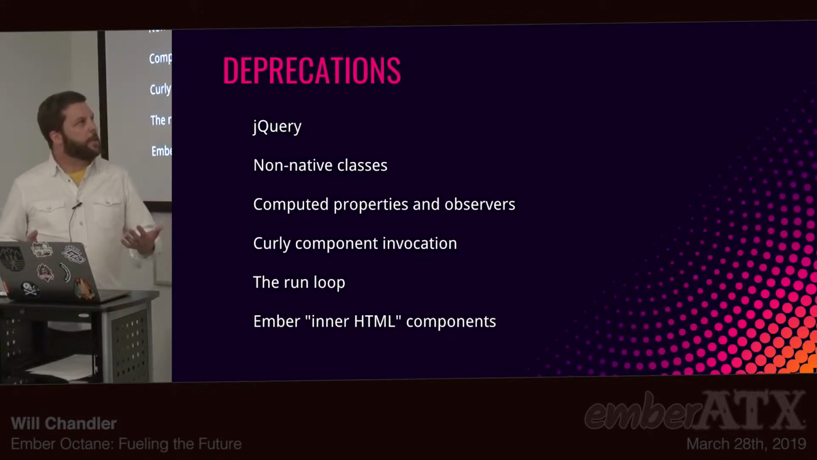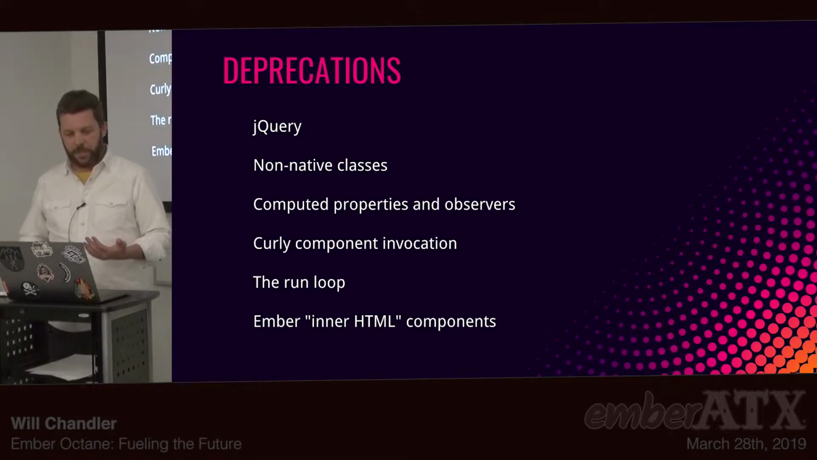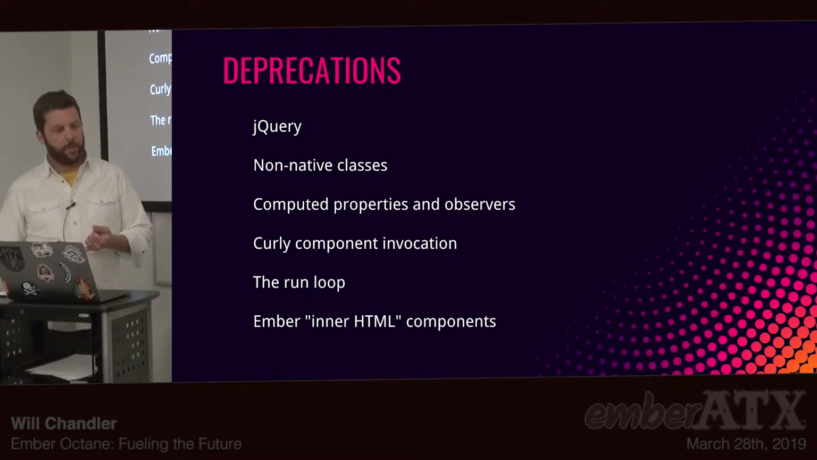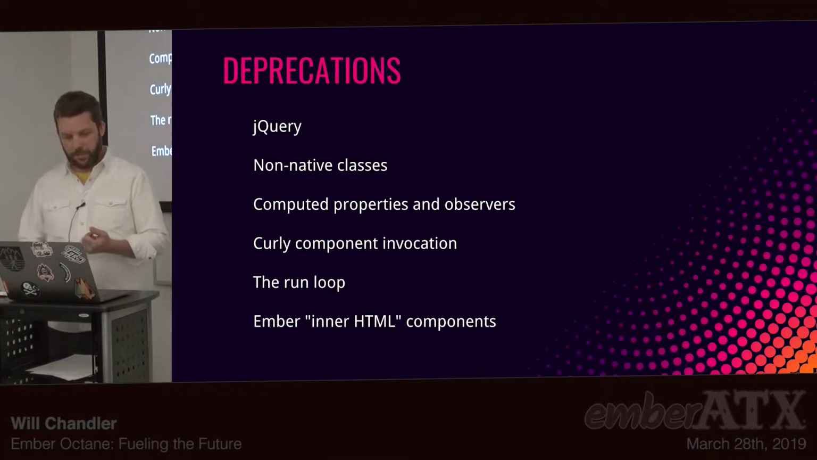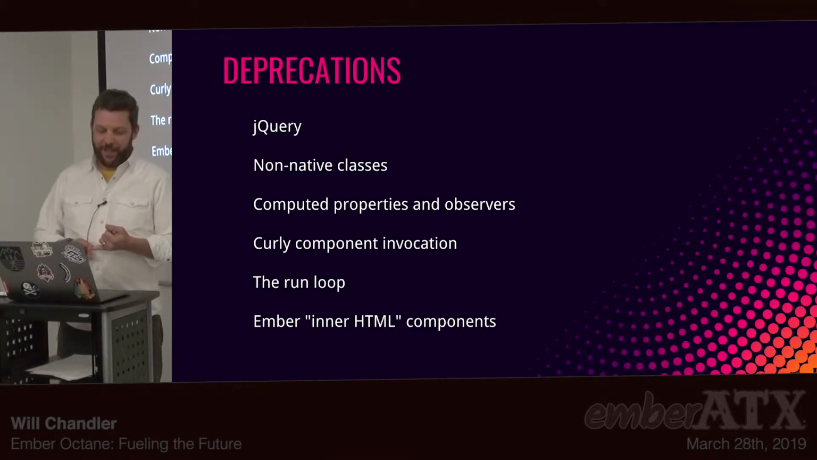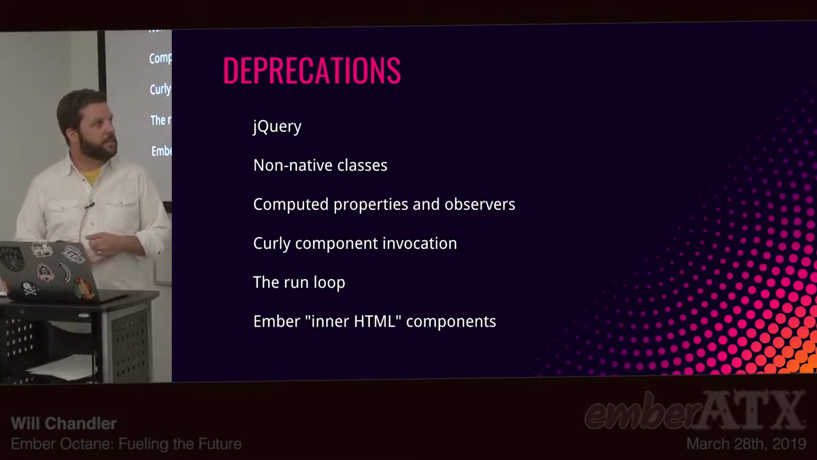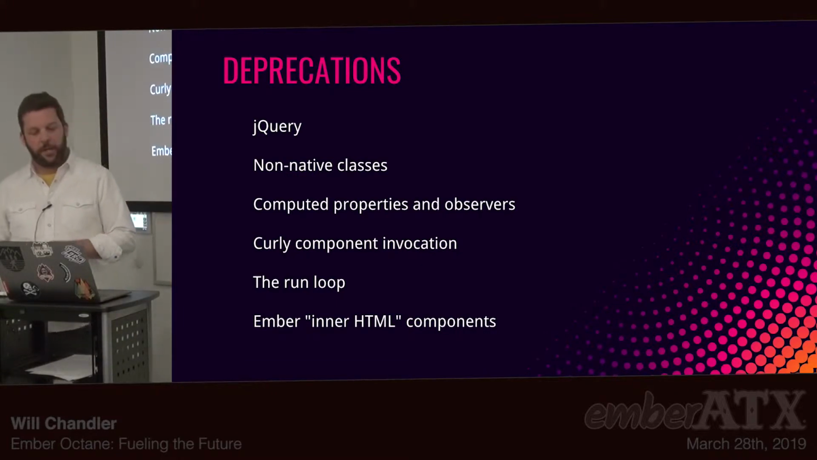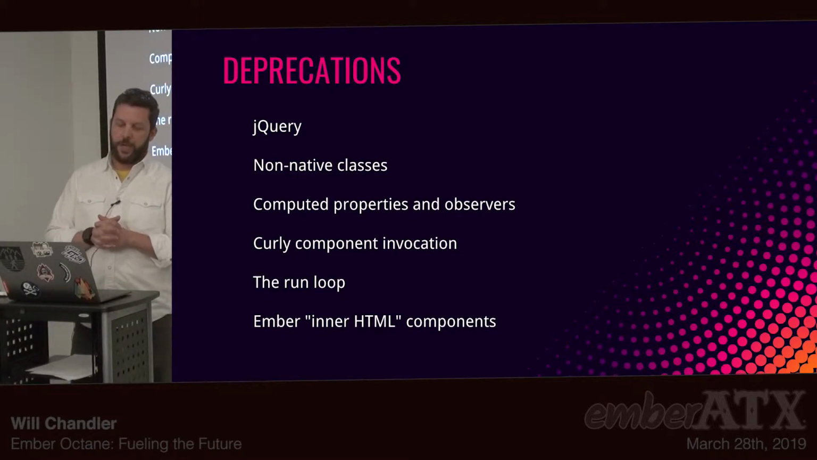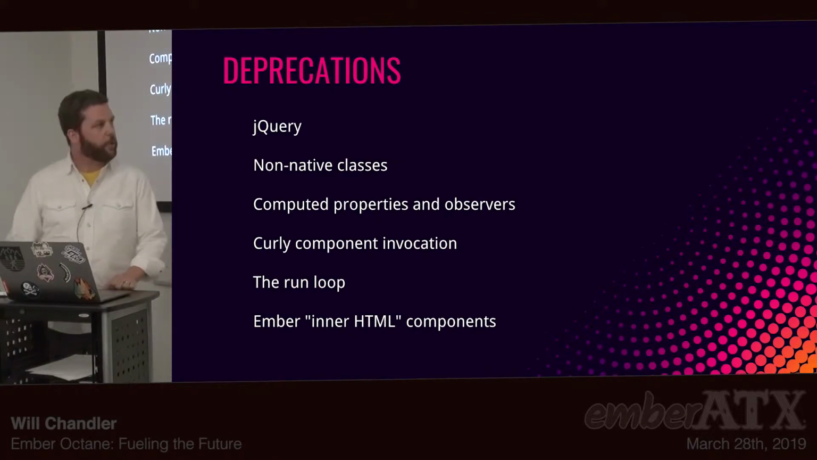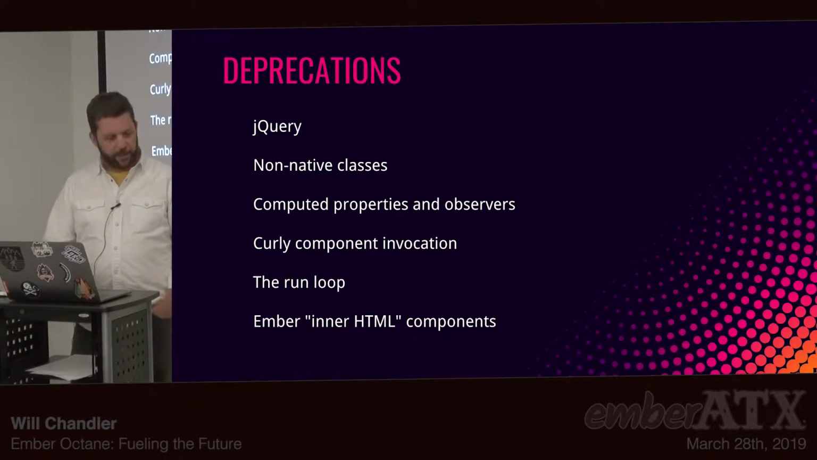First of all, I'm going to talk a little bit about deprecations. Everybody loves some good deprecations. So with Octane, we're losing jQuery, which I know everyone's going to be upset about. That'll help not only with being able to use native JavaScript, obviously, but the package size will be decreased greatly. I think it was like a fifth of the total bundle, so that's really nice. Getting rid of non-native classes, computed properties, observers, curly component invocation, all this stuff is going away, I think for the better.